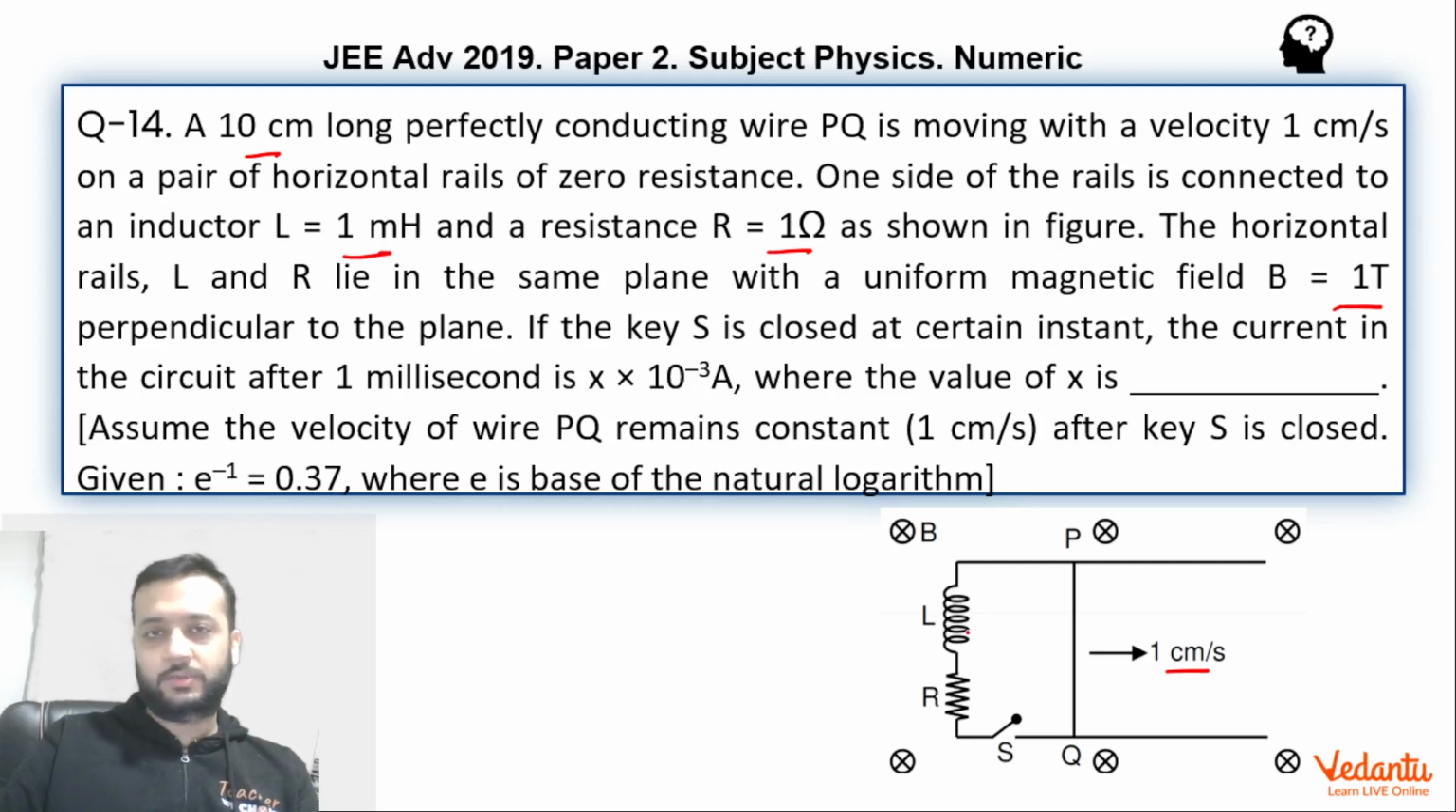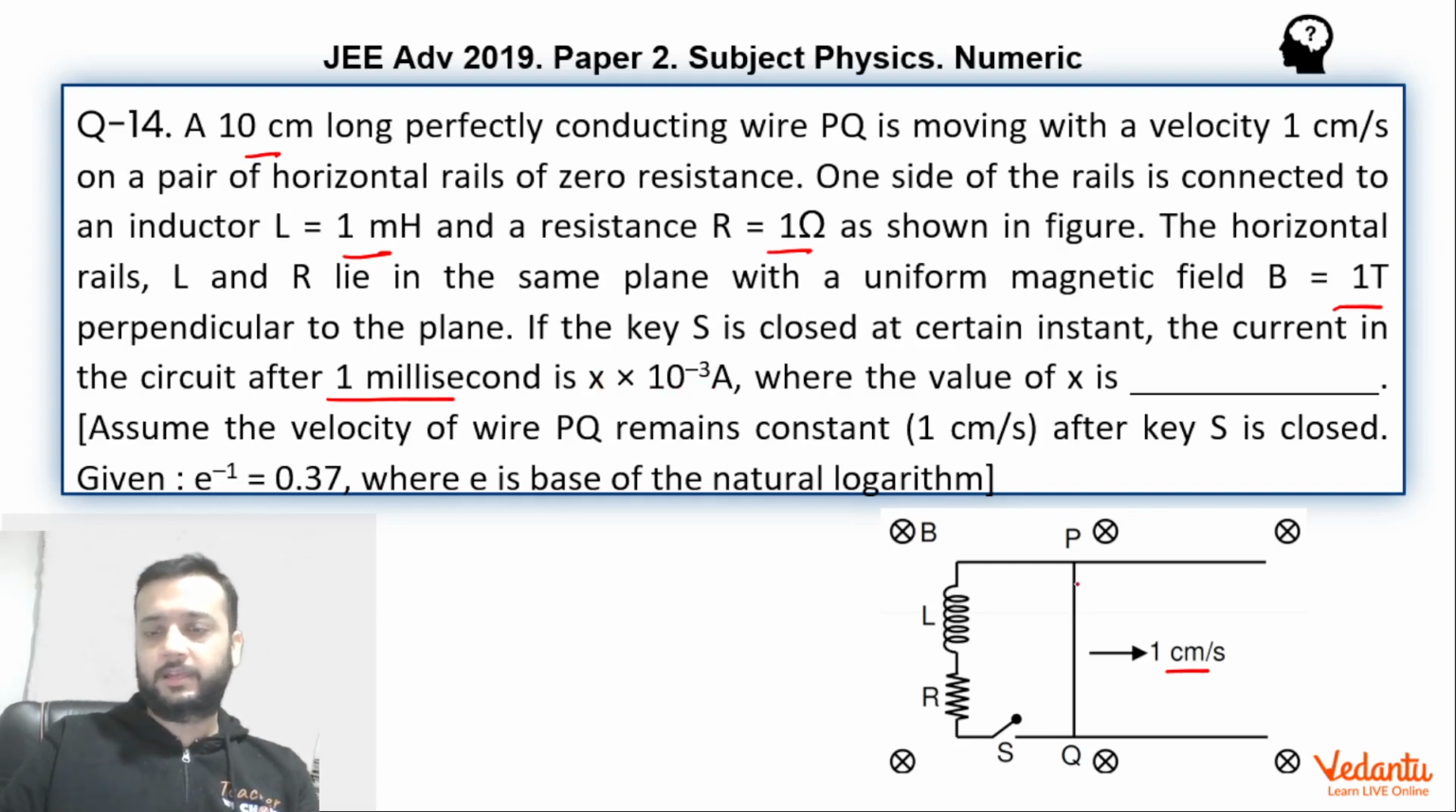Because when the switch is closed, there will be a flow of current because of the induced EMF. So we have to find the value of that current at the instant of 1 millisecond after closing the circuit. We have to represent our answer in the form of x into 10 to the power minus 3 amperes. So x will be our answer. So basically we have to find the current in terms of milliamperes, and that itself will be our answer.